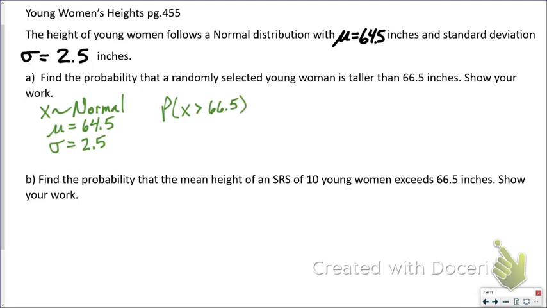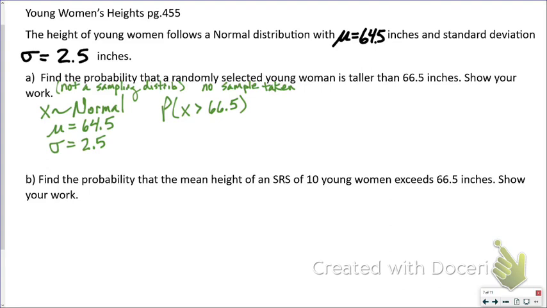So this is not a sampling distribution. No sample taken. I mean, you could call, I guess, the one woman a sample, but that doesn't count. That's just one random person. You need like 3 or more, I think, for something to be a sample.